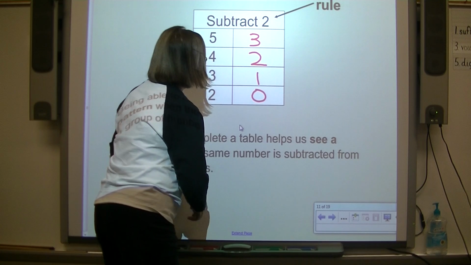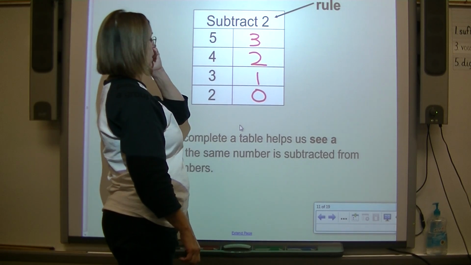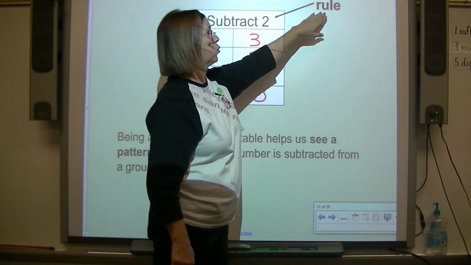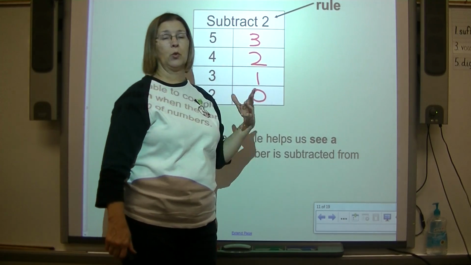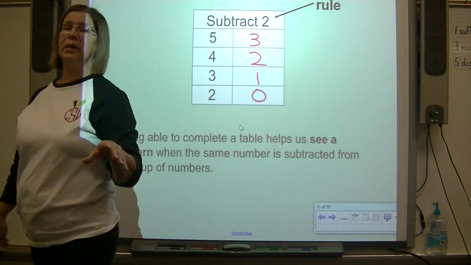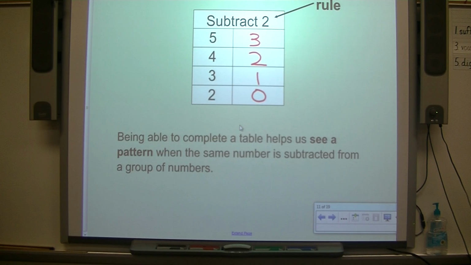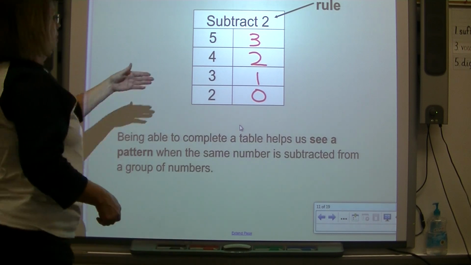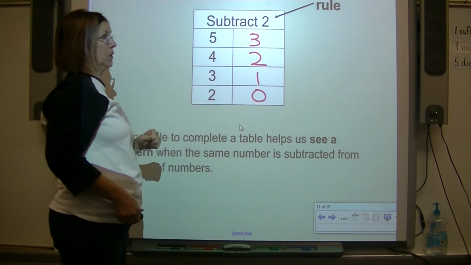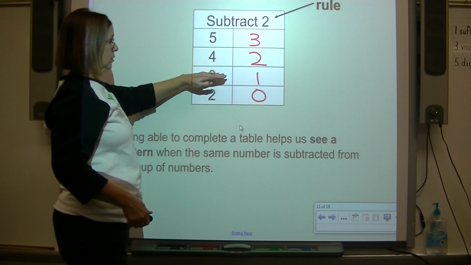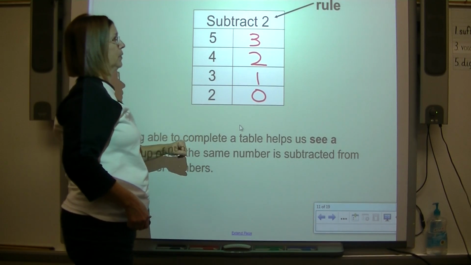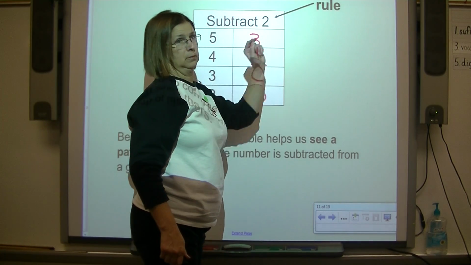Now, let's look over here and just think a second. This is called the rule. Up at the top, the rule tells us what we need to do. All right? Every time we needed to subtract 2, we did the same thing to each number. We subtracted 2, subtracted 2, subtracted 2, subtracted 2. All right, that is the rule.